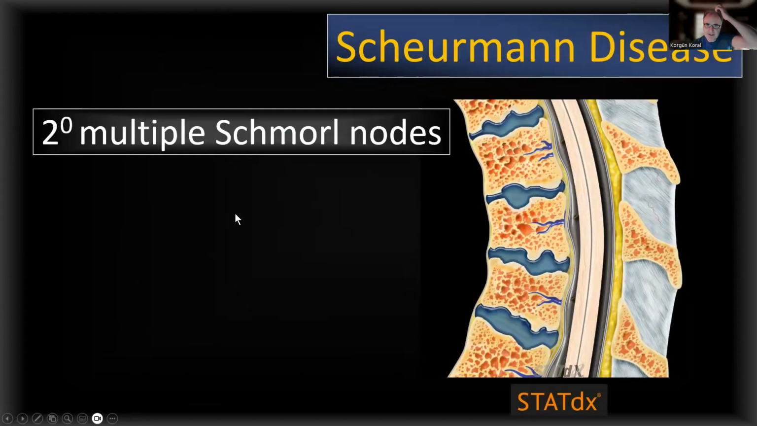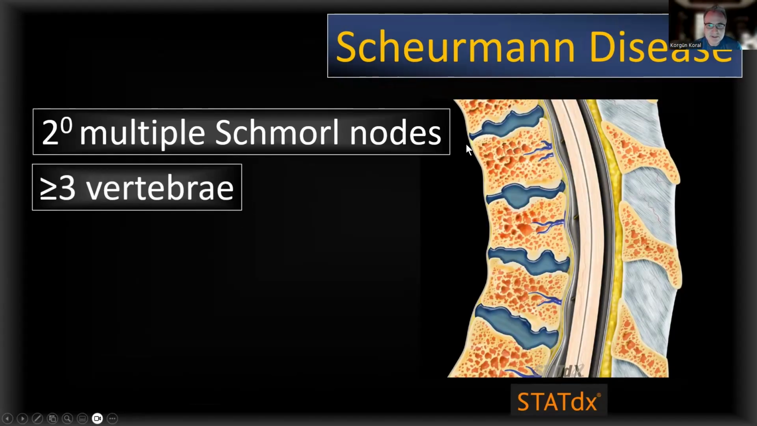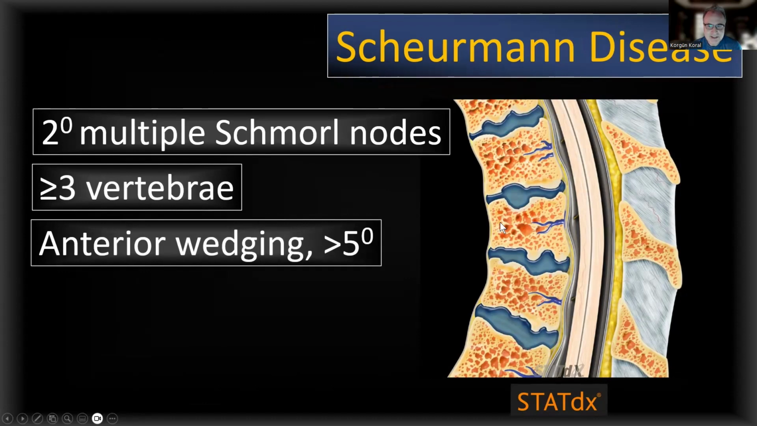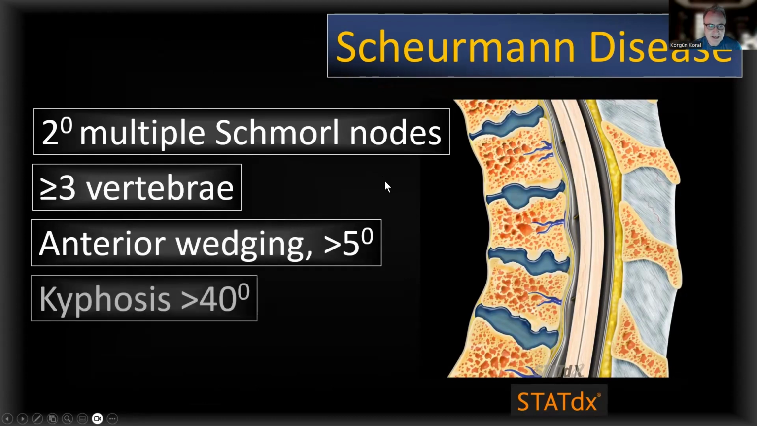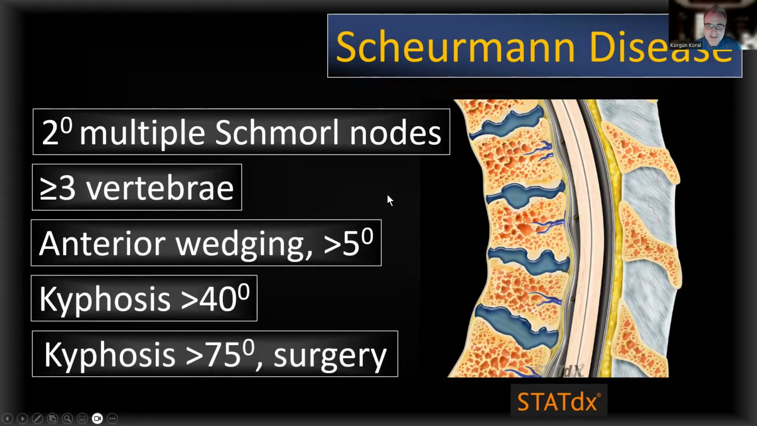So let's move on to Scheuermann disease. Scheuermann disease is a chronic condition thought to be secondary to Schmorl's nodes, and there will be involvement of 3 or more vertebral bodies. And the anterior wedging needs to be more than 5%, and the overall kyphosis needs to be more than 40%. If the kyphosis is greater than 75%, surgery is generally indicated.